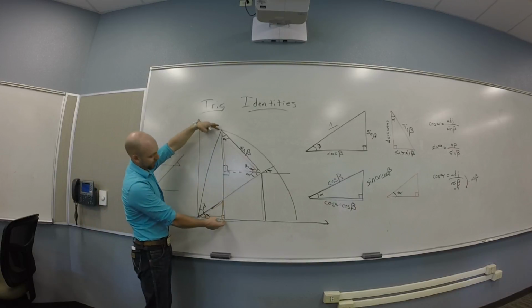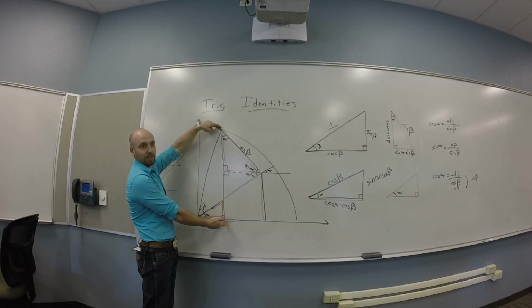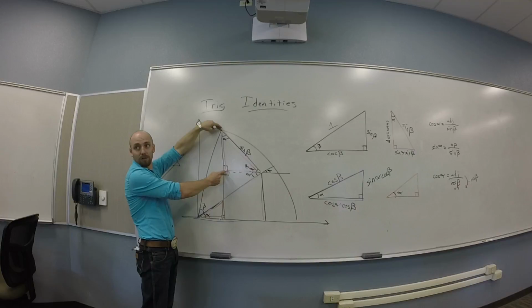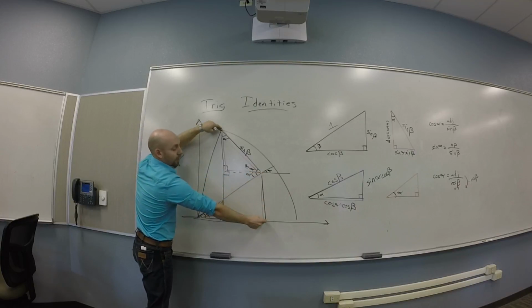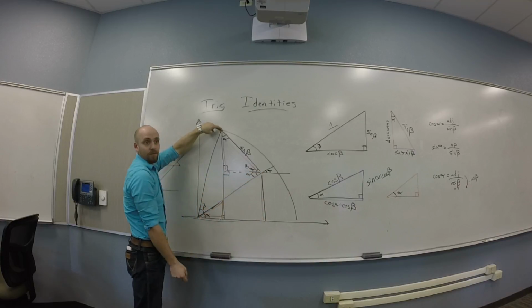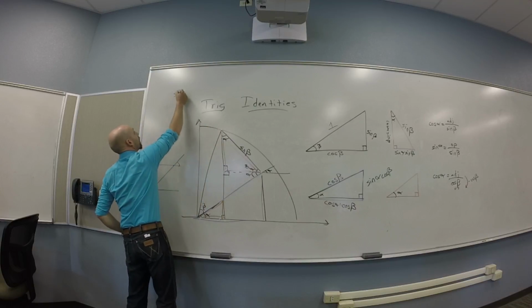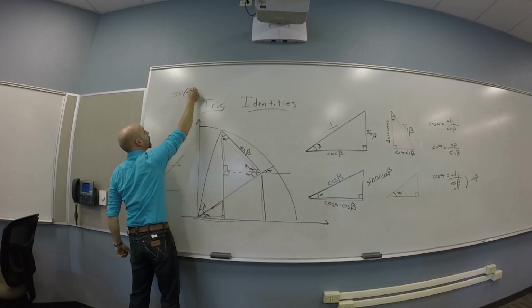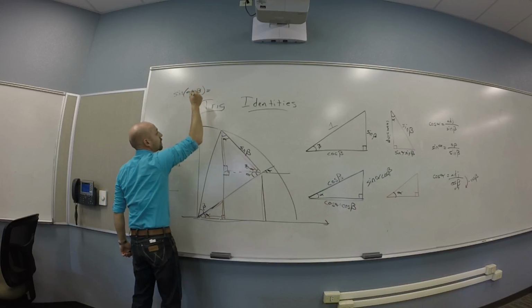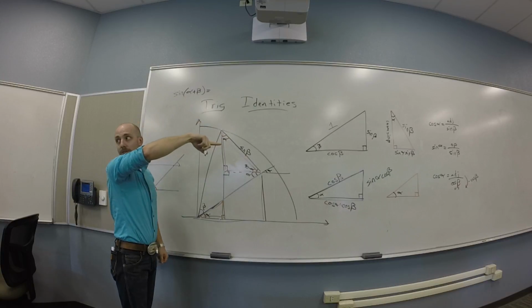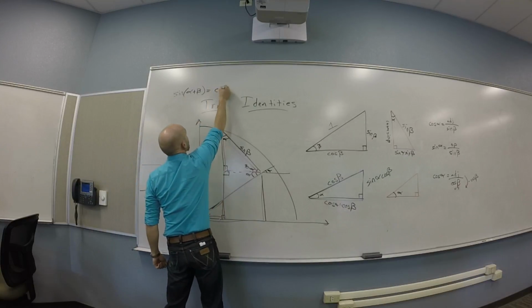So the sine of alpha plus beta should be this vertical distance, right? You guys see that? Which is the purple vertical plus the blue vertical. Oh, okay, so that's cosine alpha. So I should be able to write down the sine of alpha plus beta, which is, what's the vertical part of the purple triangle? Cosine alpha times sine beta.